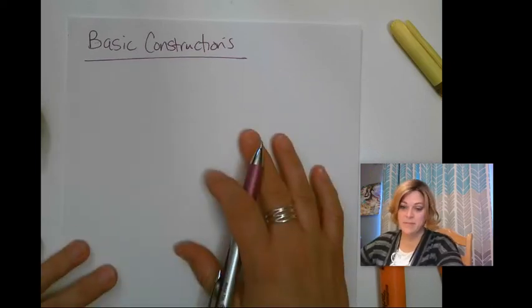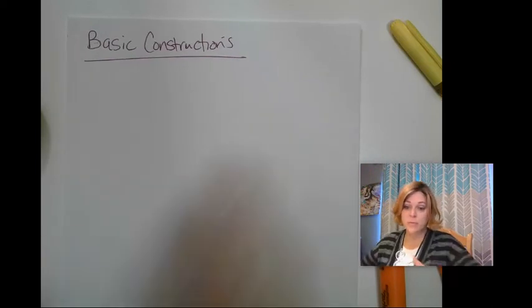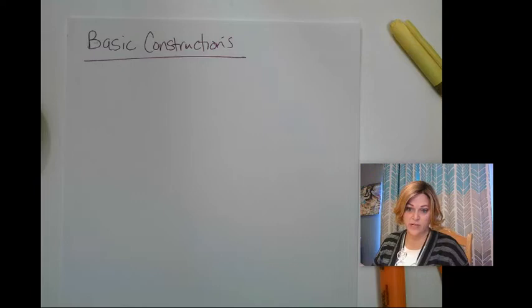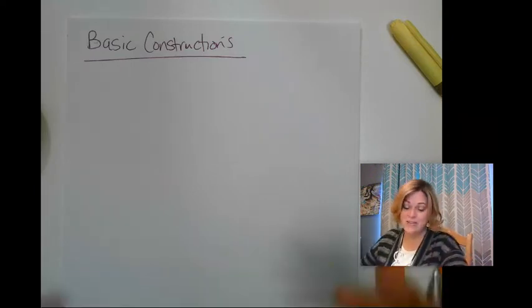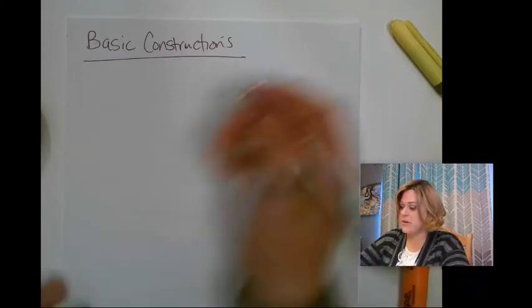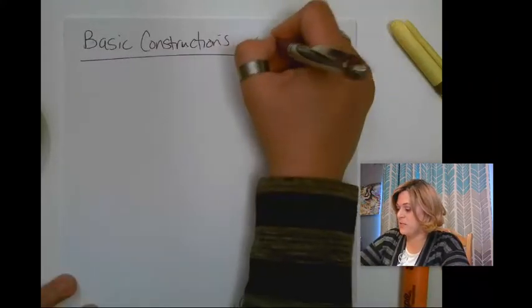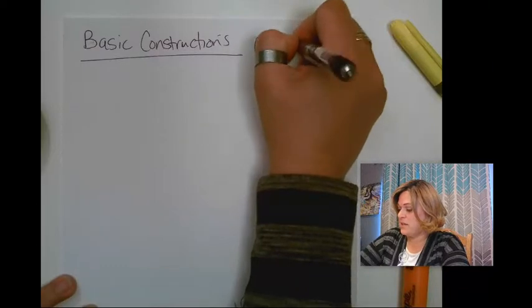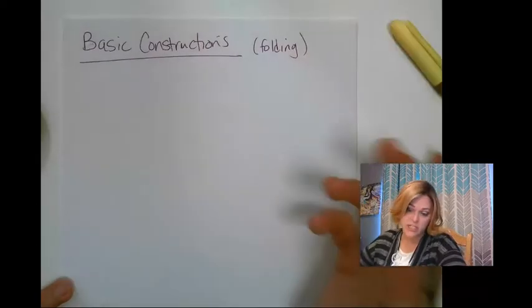Today we're going to go over some basic geometric constructions. Normally you would use a compass and straight edge, but because you might be at home and I can't guarantee that you have a compass, we're going to do this with just a straight edge and we're going to use folding. So I'm going to say basic constructions and we're going to say folding. Okay, they do work with folding, but traditionally you use a compass.